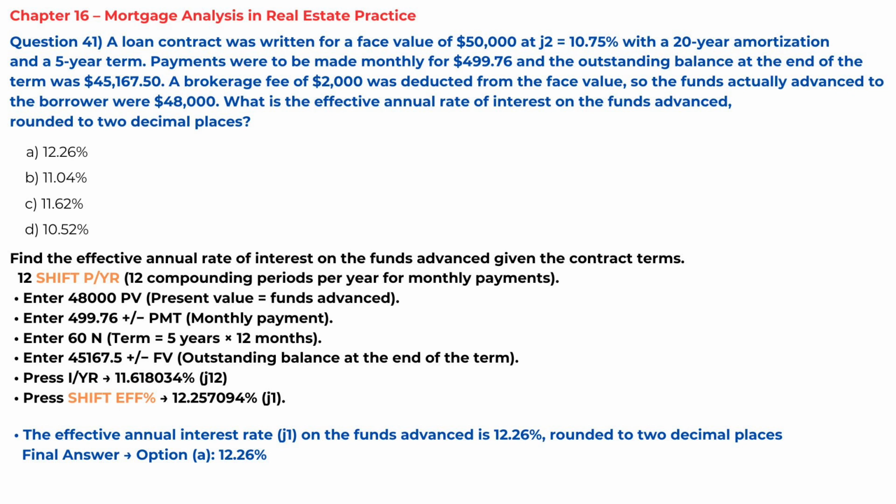Press I/YR. Calculator displays J12 value 11.61804%. Press Shift Effective. Calculator displays 12.25794%, which is J1. Therefore, the effective annual interest rate, J1, on the funds advanced is 12.26%, rounded to 2 decimal places. Final answer, option A, 12.26%.